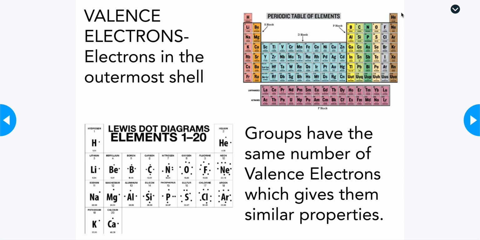But above each column on the periodic table, there's usually a Roman numeral or a number followed by the letter A, and that number is going to tell you the number of valence electrons in that column. Or you could just count 1, 2, 3, 4, 5, 6, 7, 8. However you want to do it. Regardless, having the same number of valence electrons gives all of the elements in a group similar chemical properties, which we're going to talk about more in our next lesson.